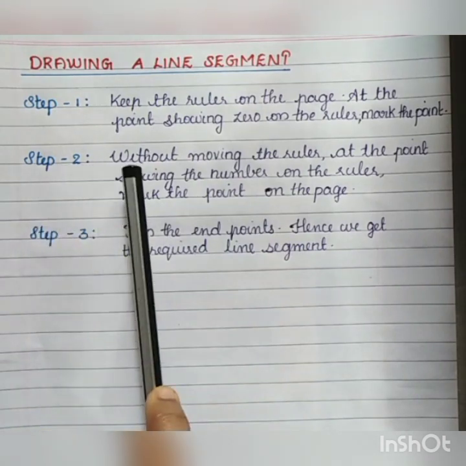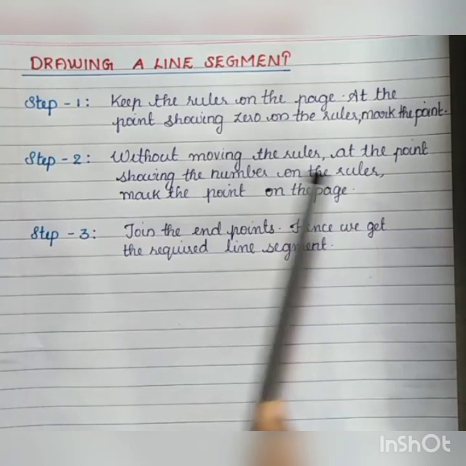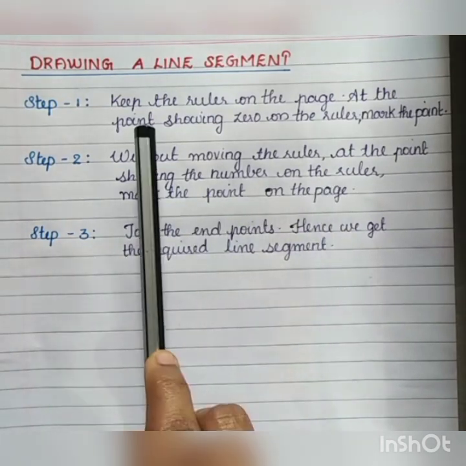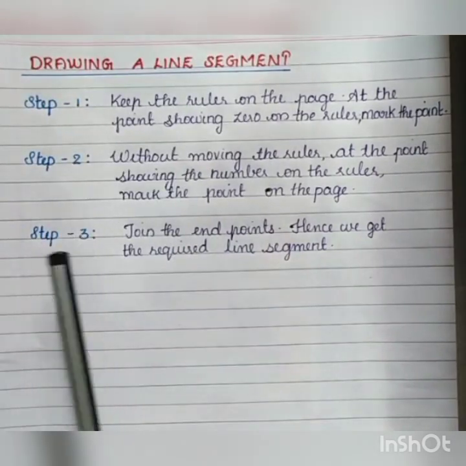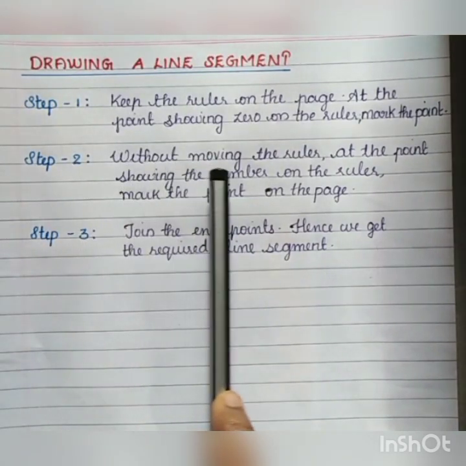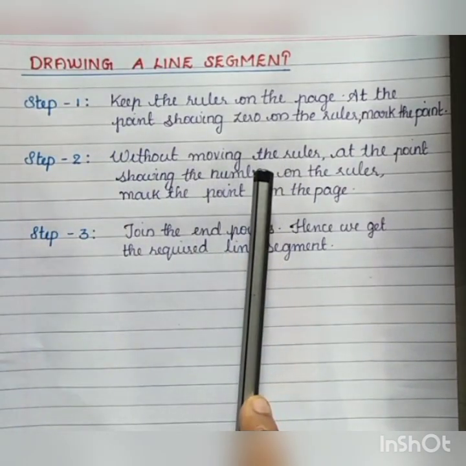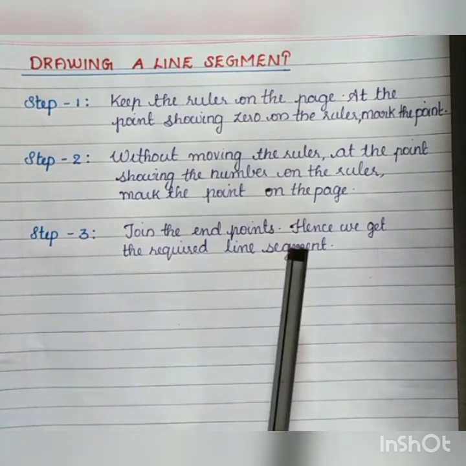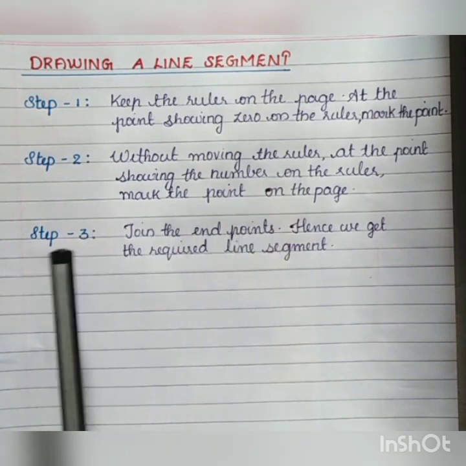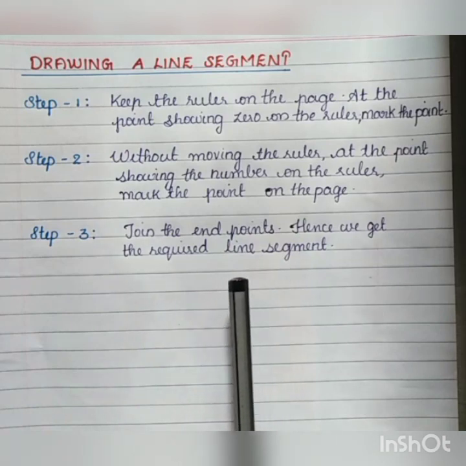Second step is, without moving the ruler, at the point showing the number on the ruler, mark the point on the page. So in the first step, we have marked one endpoint, and in the second step, without moving the ruler, at the point showing the given number, we should mark the second endpoint. Then third step is, we should join the two endpoints, and hence we get the required line segment.